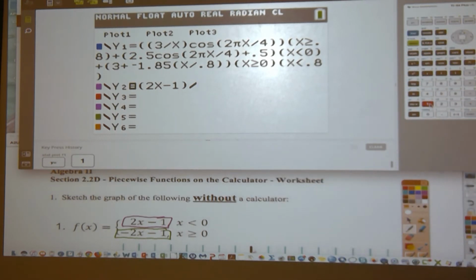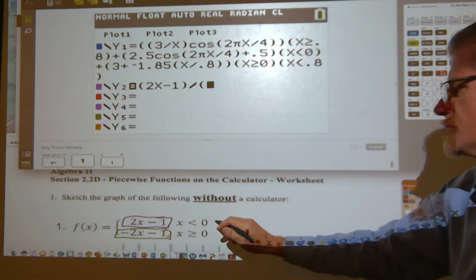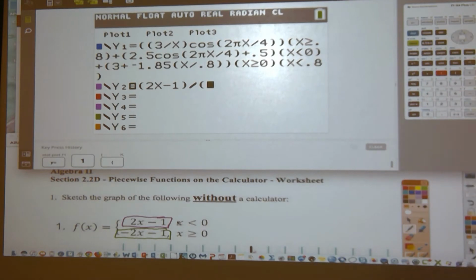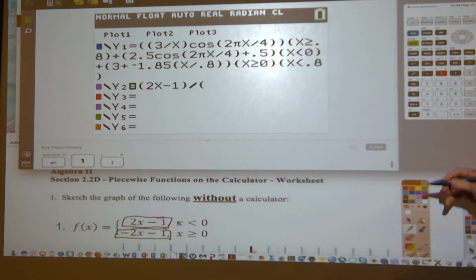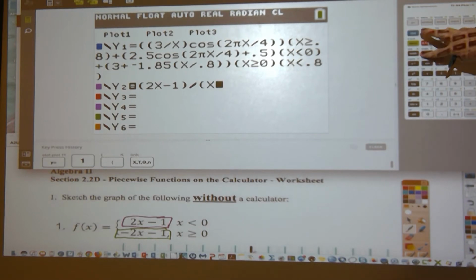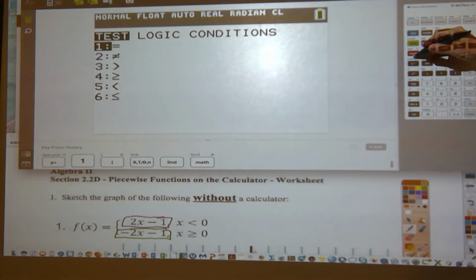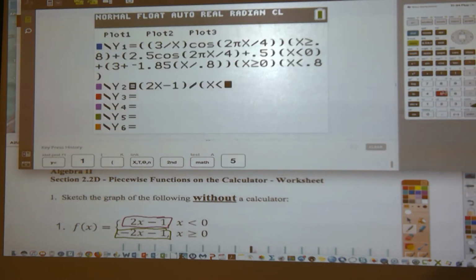Now, the boundary, I'm going to put this in parentheses also. Let's always put our boundary restrictions in parentheses. Let's type in x is less than 0. So here's how we do it. X is the X button. To get less than, be aware that we basically have to test every golf ball to see if it passes this test. So if we're going to go to the test menu, join me in pressing second math, which is the test menu. That's where you can pick up the less than symbol. So that's only true for x is less than 0.